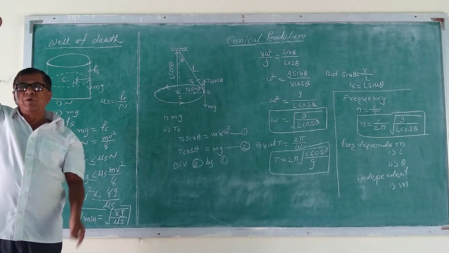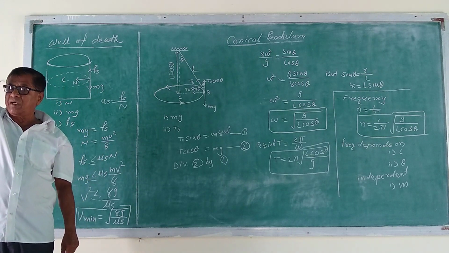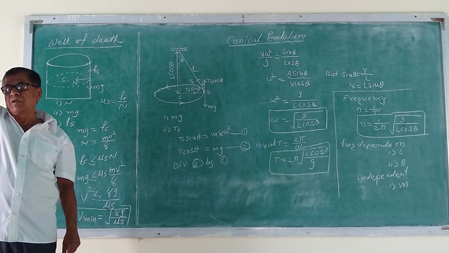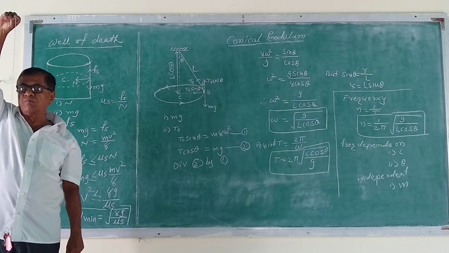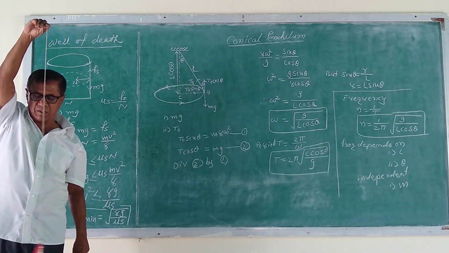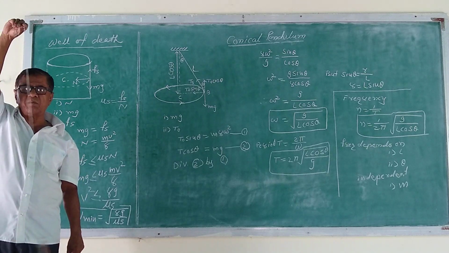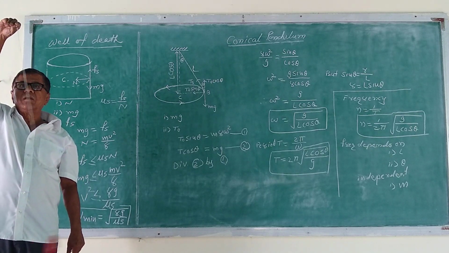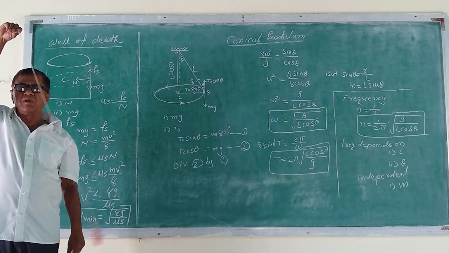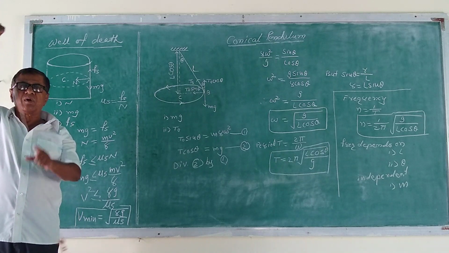In the next chapter we are going through the simple pendulum, that is also the experiment for our 12th science. Now the simple pendulum, it is this way. This is called a simple pendulum. The bob performing the oscillating motion is called a simple pendulum.